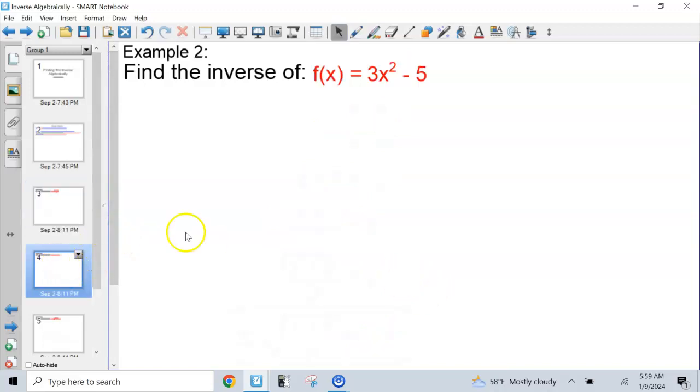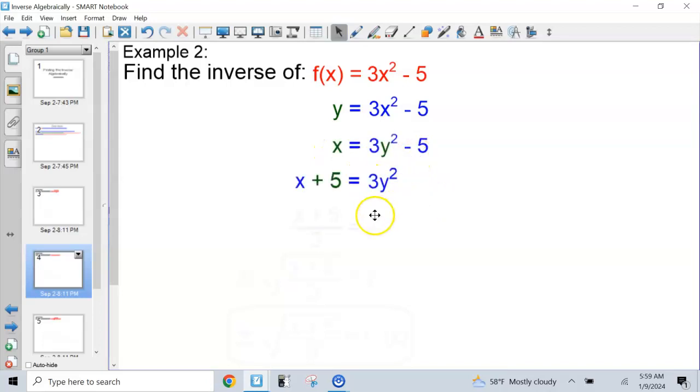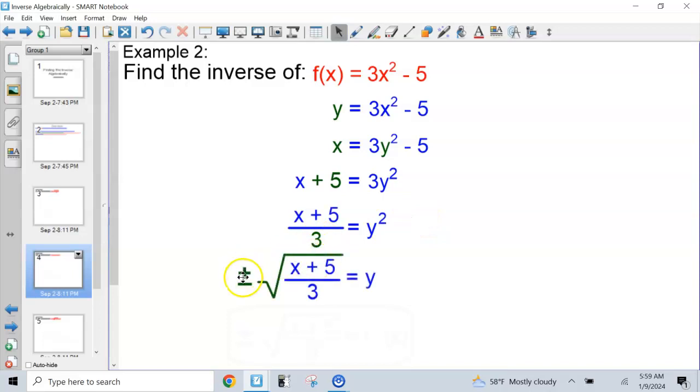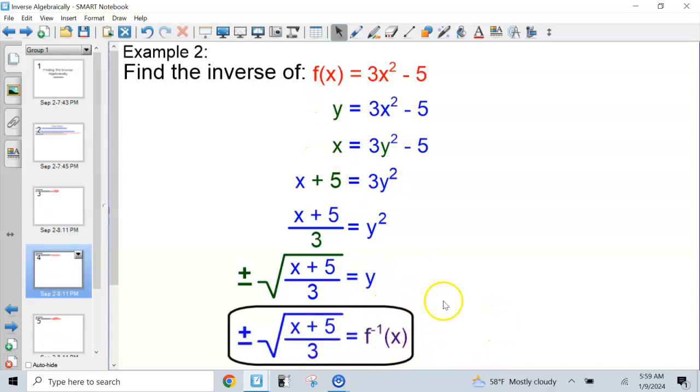Here's example 2. We see f of x equals 3x squared minus 5. I don't see y, so put y in the problem. So f of x turns to y. Now switch x and y. Then I'm going to add 5 divided by 3. Then square root both sides. Remember, when you square root, you must have plus minus. Y is now by itself, but the problem didn't have y, it had f of x, so we're going to use f inverse x notation.